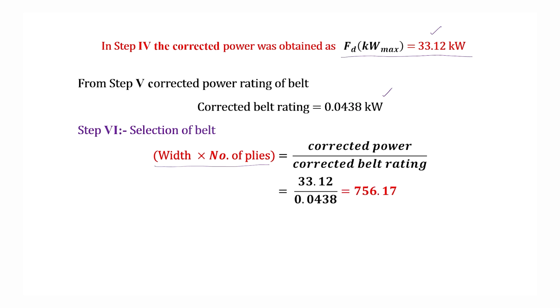So it is 33.12 divided by the corrected belt rating, which is 0.0438, and it comes as 756.17. It means the multiplication of the width of the belt and the number of plies should be 756.17.